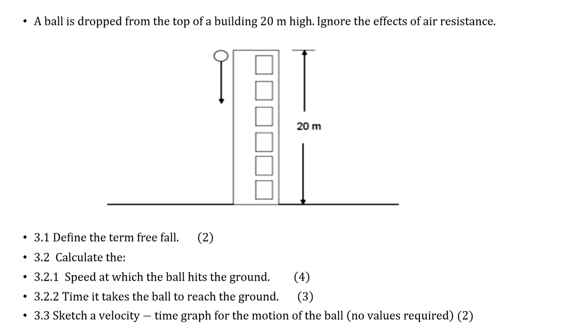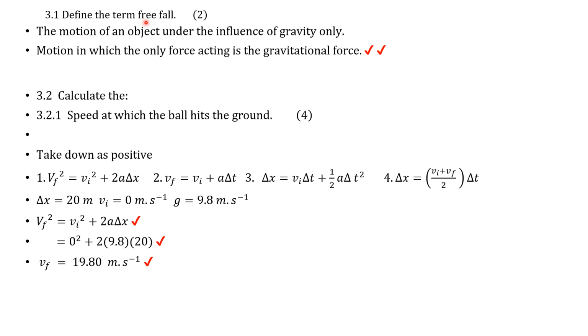Define the term freefall. That's the motion of an object under the influence of gravity only, or motion in which the only force acting is the gravitational force. 2 marks for any one of the two.